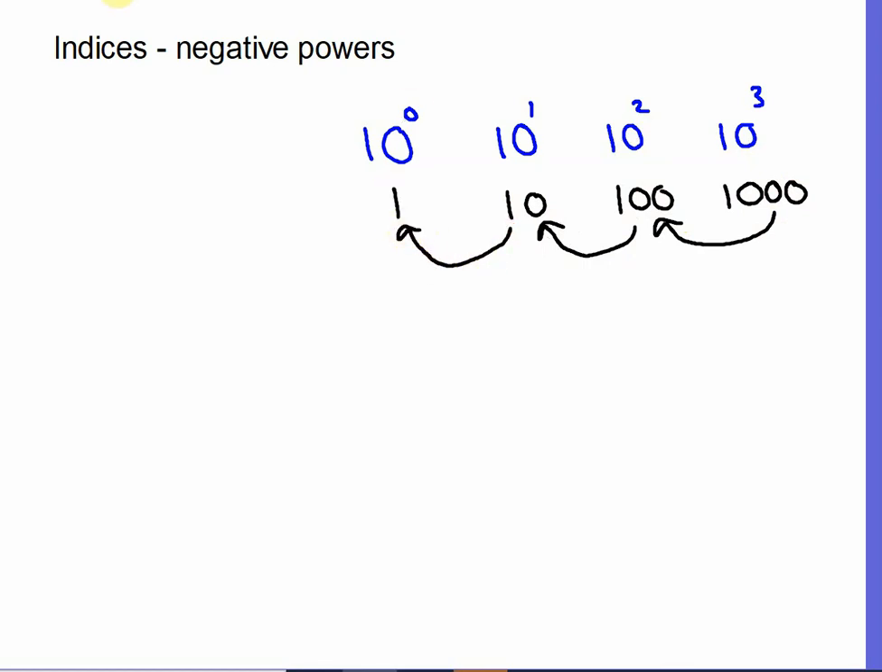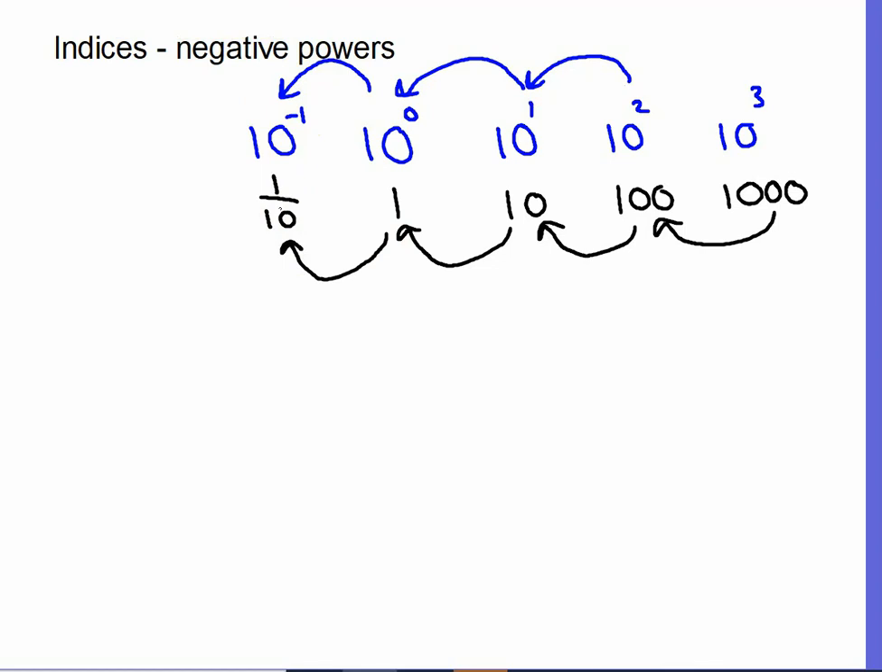So when we continue this pattern of the powers, it naturally leads us to 10 to the minus 1. Well, if we continue this pattern, it brings us to 1 divided by 10. Now, lots of you out there will go for 0.1. Decimals are never a good idea. They're so difficult to see patterns.